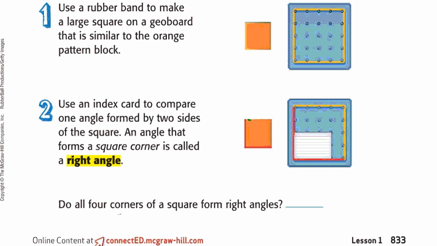Now, you might notice it says here for our first set of directions, number 1, to use a rubber band to make a large square on a geoboard. And that's just what they did right here. They used it to make a large square on this geoboard. Now, if you take a look here, we can actually find that there are a lot of different angles in this figure.